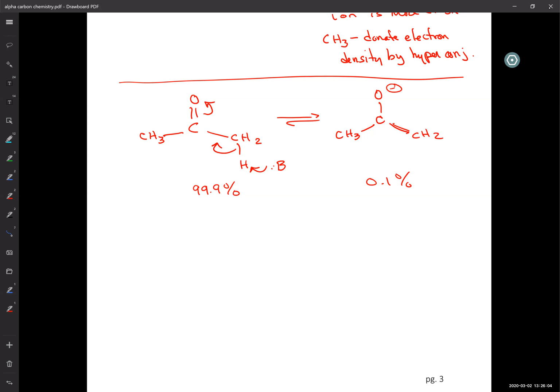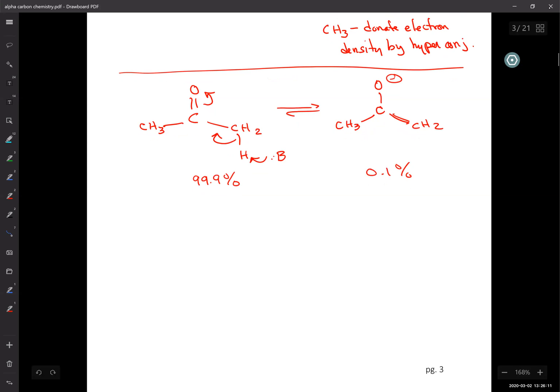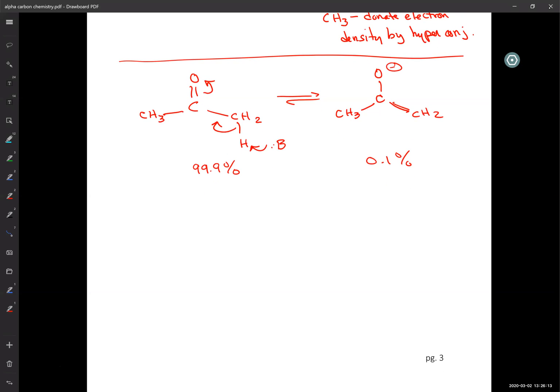Unless you actually add a base, the process called tautomerization, that is the conversion of the keto to the enol form, that is this. I'm just drawing bond line form right now. This is the keto, this is the enol. That reaction rate is actually slow.